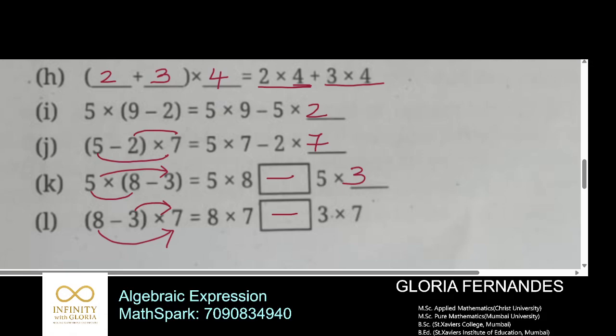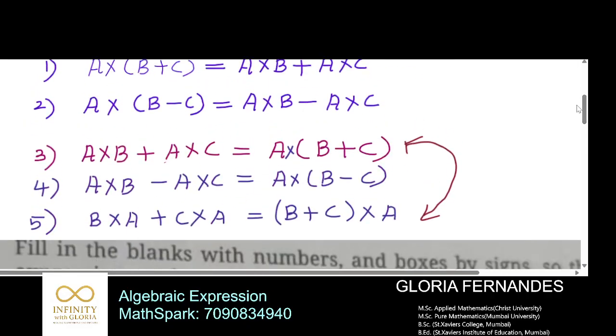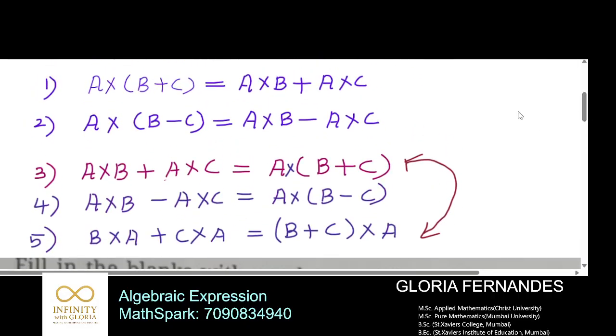I hope you have got it. Whatever we have done over here depends on these 5 properties which I have written. Actually, there are not 5 properties. I have expanded it; there is only one property. This is the distributive property of multiplication, but you have different forms of it.